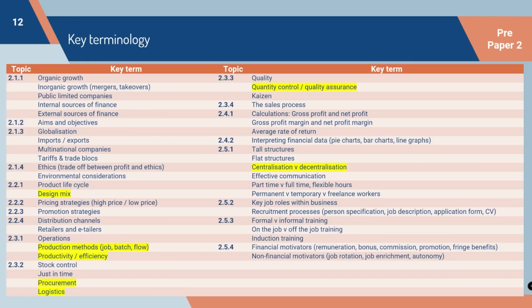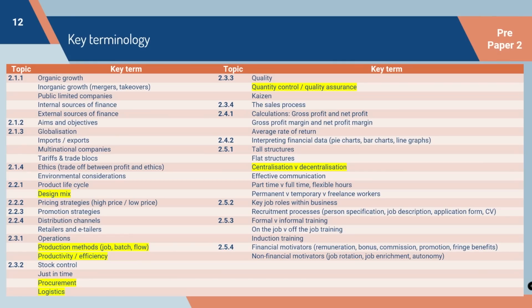Then in terms of 2.4, I've just gone through 2.4 calculations earlier in the video, so I'm not going to go through those again. But 2.5, I think the main one is obviously there's lots of key terms there: formal, informal training, on the job, off the job training, induction training, those kind of things. But I think centralization and decentralization is one that students quite often get mixed up with.